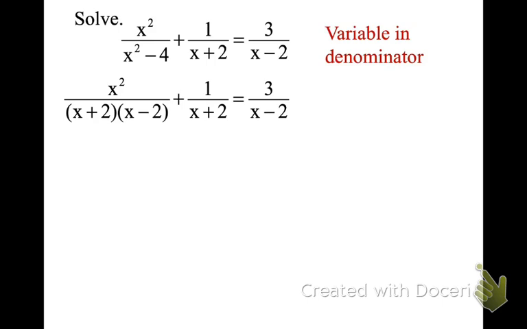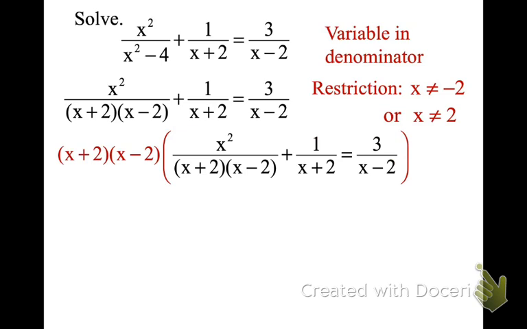Okay, now what am I going to multiply? First of all, what are my restrictions? 2 and negative 2. Okay, what am I clearing it by? What do I multiply, Annabella? x plus 2 times x minus 2.